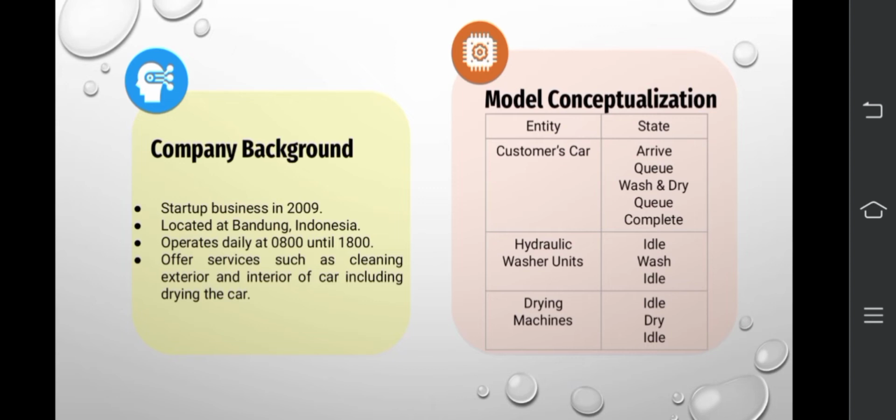The model conceptualization of this is we have the entity, which is the customer car, and the states are arrive, queue, wash and dry, queue, and complete. The second one is the hydraulic washer unit. We have idle, wash, and idle. And the third one is the drying machine. We have idle, dry, and idle.